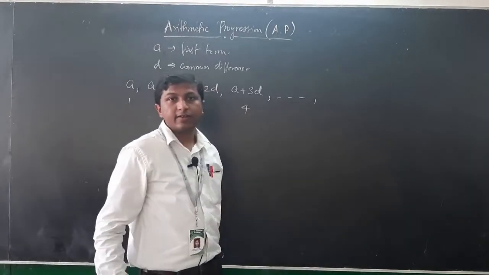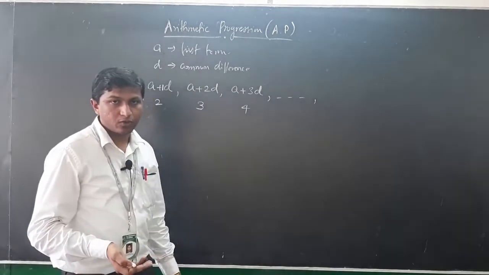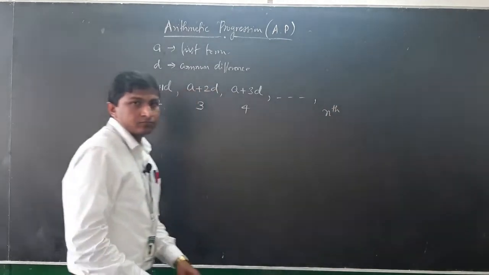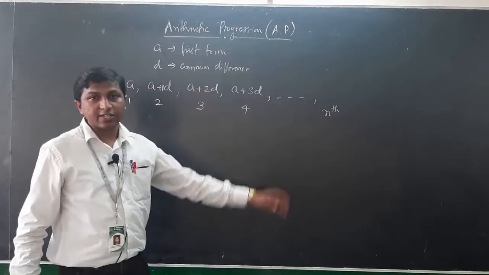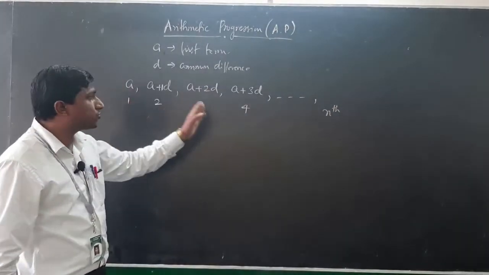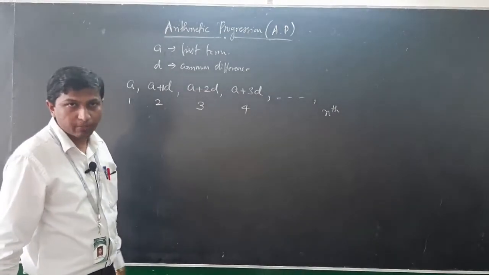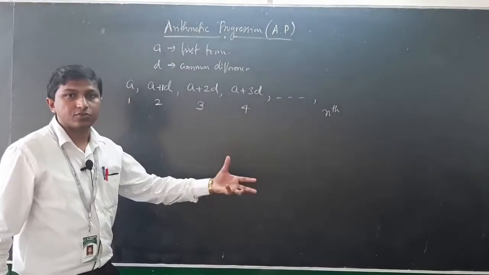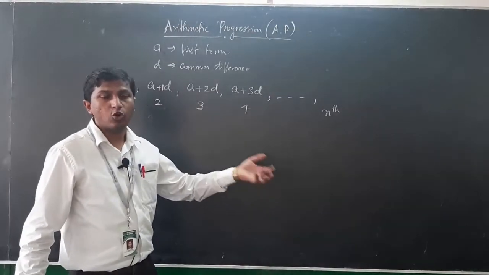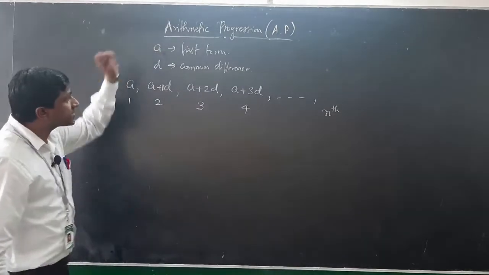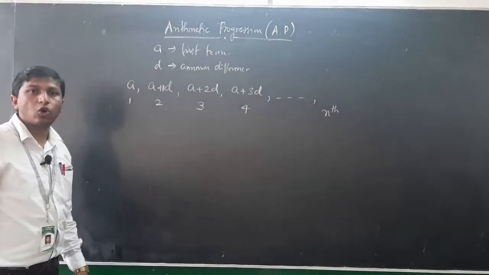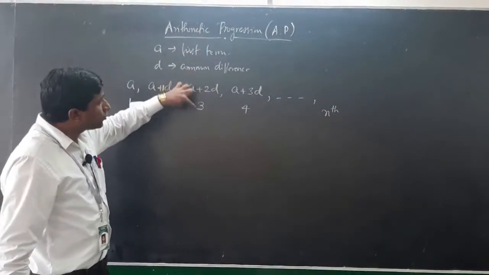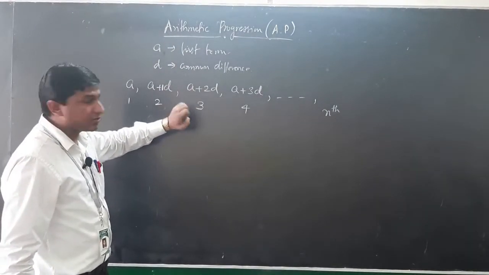What might the nth term be? What might a general nth term be? n can be any natural number. It can be 1, 2, 3, 4, 5, any natural number. But in general, how can we write the nth term or the general term of the AP if a is the first term and d is the common difference? We have to think of that. So, we use this observation.